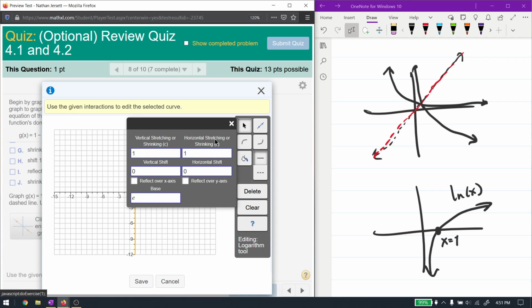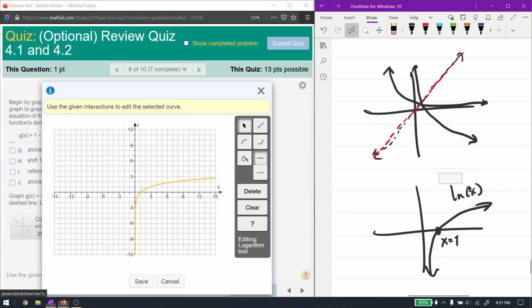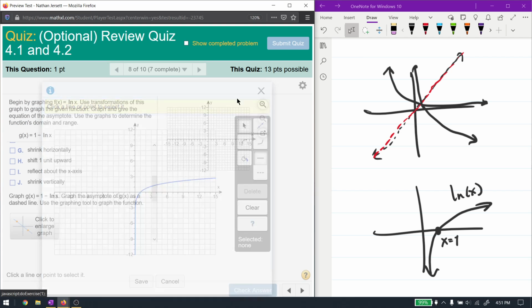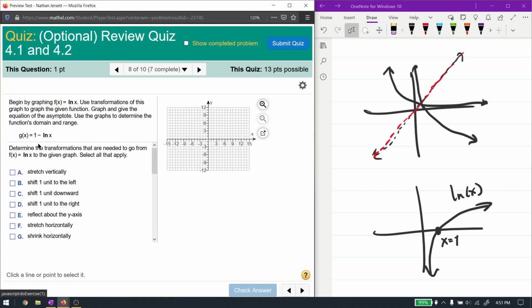You can see this is logarithmic, this is exponential. We have a logarithmic base e. Natural log is base e. This is the same thing as base e. And so that's the same function that I just drew here. That's the basic natural log function. Okay. Now we're going to transform it.